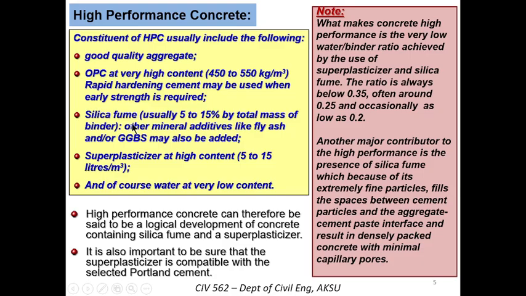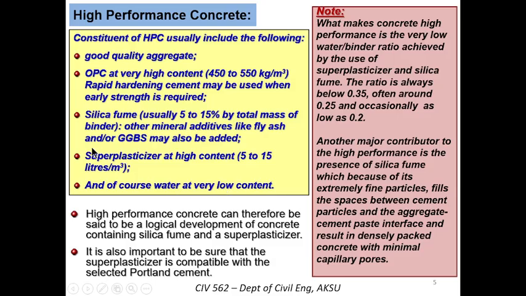Now, there's usually silica fume, usually between 5 to 15% by total mass of the binder, or by total mass of cementitious materials. Other mineral additives, other cement blends, can also be added, like fly ash; GGBS may also be added. Now, superplasticizer at a high content, usually between 5 to 15 liters per meter cube. Superplasticizer is very, very important. And of course, water, with water at a very low content.